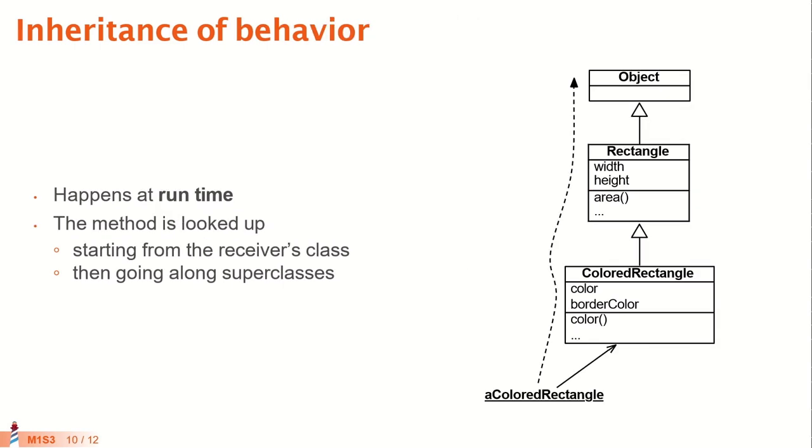For behavior, when I send a message, here I have an object, a colored rectangle. It is an instance of the ColoredRectangle class. If I send a message to this object, for example the rear message, the system will first look in the class of the receiver. You already saw that in the ColoredRectangle class. It will check if the rear message exists, and if it does not, it will continue in the superclass, and then it will find it here in the Rectangle class. This is why we said that the inheritance of behavior is dynamic.